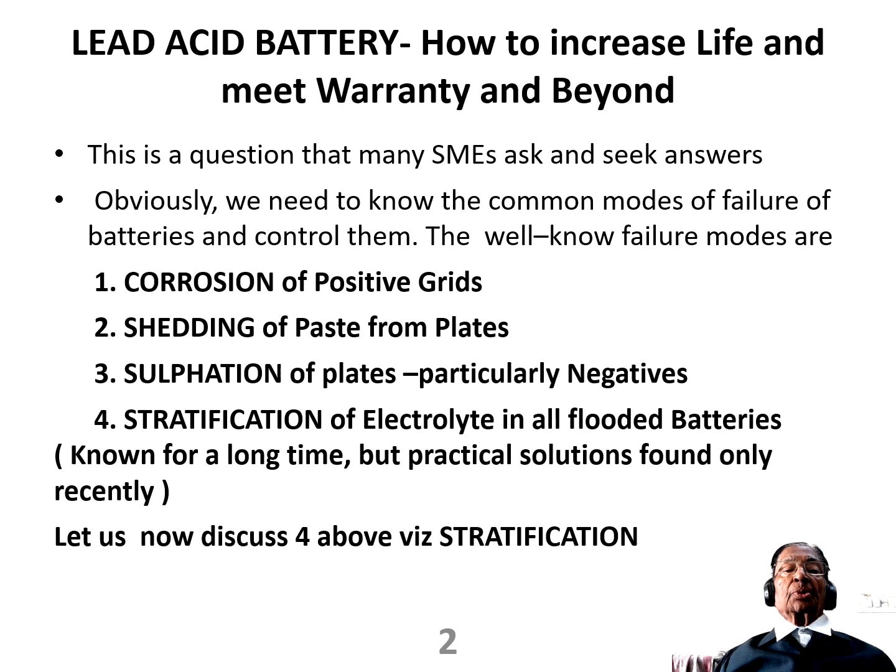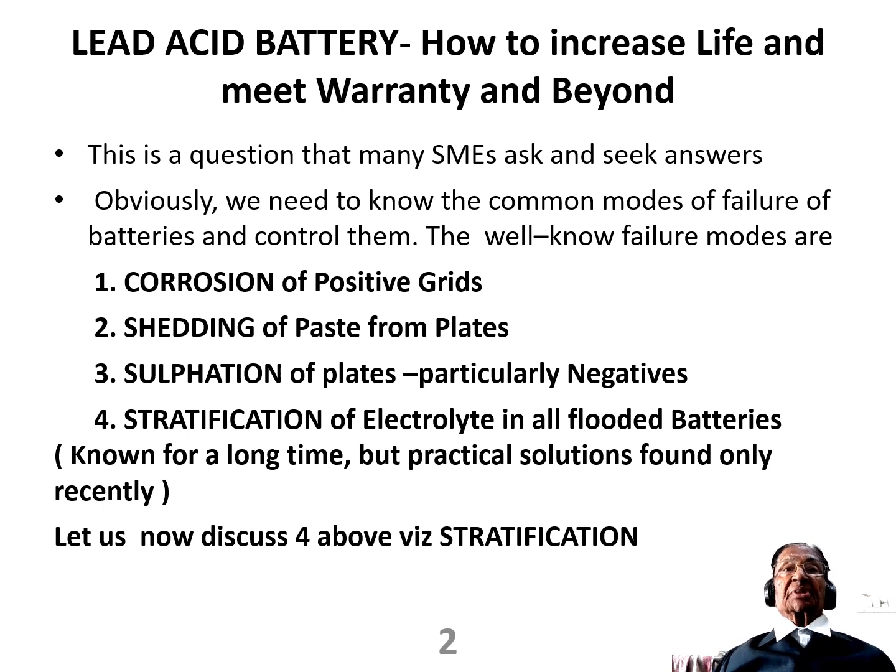Now, as you know, lead acid battery has several modes of failure. The major one is the corrosion of the positive grid. It's well known. Next one is the shedding of the paste from the plates. Shedding is very common, especially in automotive batteries. You would have seen positive plate shedding.